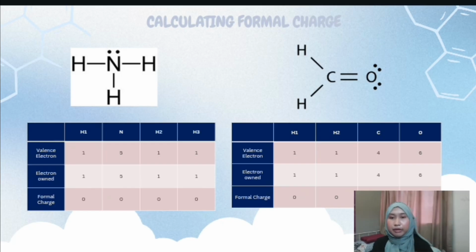As we can see here, we have ammonia. For example, we have NH3. Let's see H1 first. H1 has only one valence electron, the same with H2 and H3. So hydrogen only owns one. When we go to nitrogen, nitrogen is in group 15, so of course it has 5 valence electrons and also owns 5 electrons. But the formal charge for all of them is 0.